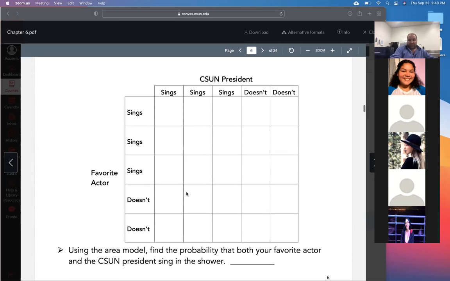So here is an area model, like we did before with the tree diagram situation. Your favorite actor: it says 3 out of 5 people sing. So I could make 5 rows, sings and doesn't sing. And the CSUN president, same thing. 3 out of 5 people sing. So I make 5 columns, sing, doesn't sing. And we're looking for the probability that both of them sing, that both sing. So which boxes would count in this model for both of them singing? Which of these boxes would count?